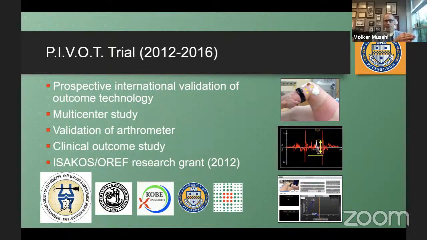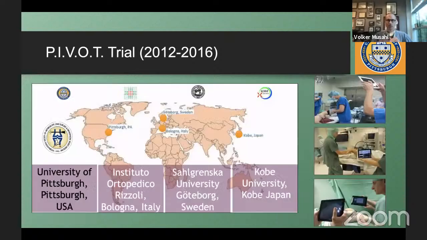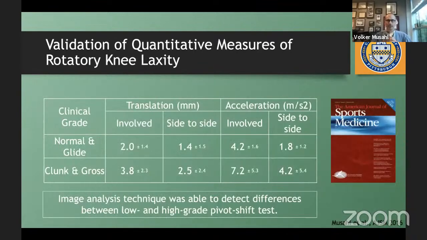intraoperatively before surgery, and the image on the upper right is immediately after surgery, and measured their pivot shift, and then measured 2-year outcome. Here is the map with the centers. You can see the investigators there on the right. That's Hauke Björnsson from Göteborg and Kuroda from Kobe, and then on the bottom is Zaffagnini from Rizzoli. And here's our main publication that came from this.